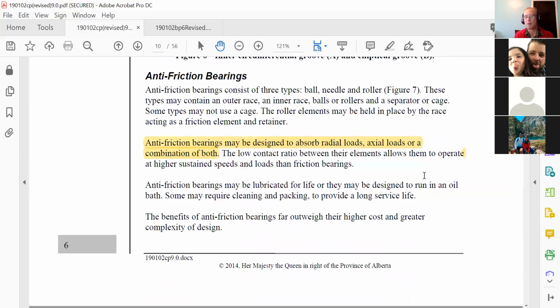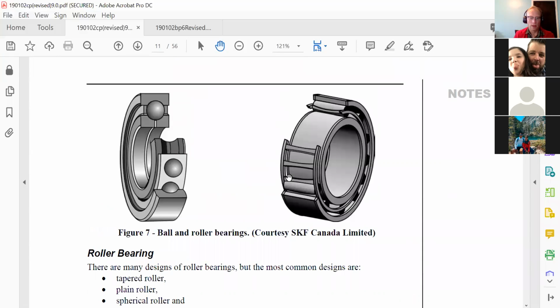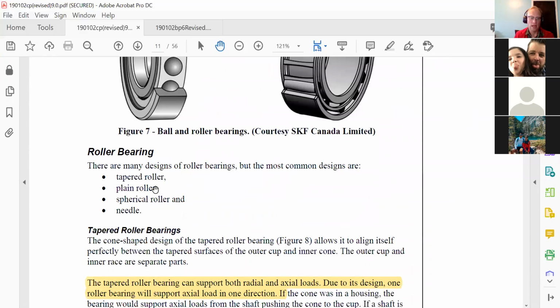Anti-friction bearings may be designed to absorb radial loads, axial loads, or a combination of both. Ball bearings are a different type of design from roller bearings. We could have tapered rollers, plain rollers, spherical rollers, and needles. The spherical ones are the balls they're talking about. Tapered rollers is probably what we've seen the most. That's what is in our wheel ends, and they're also in transmissions and drive axles. Typically those are all tapered roller bearings.